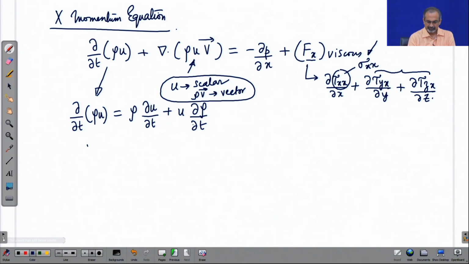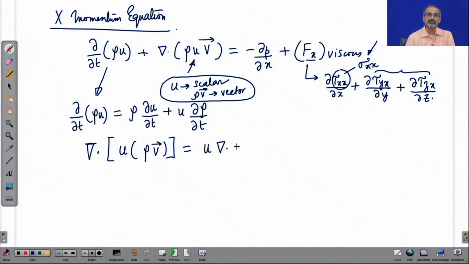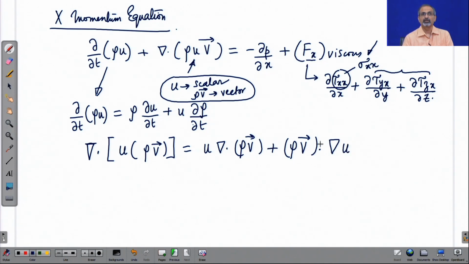Taking it that way, we are applying the divergence. So, for clarity we can even write it that way. So, it becomes u times divergence of rho v plus rho v times dot product of gradient of u. That is how it works out.